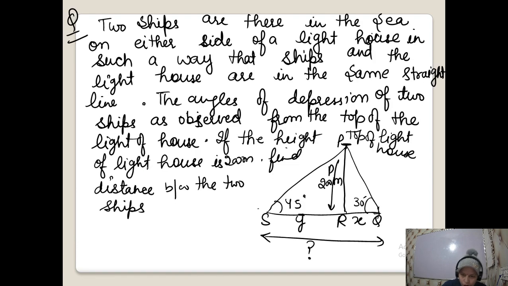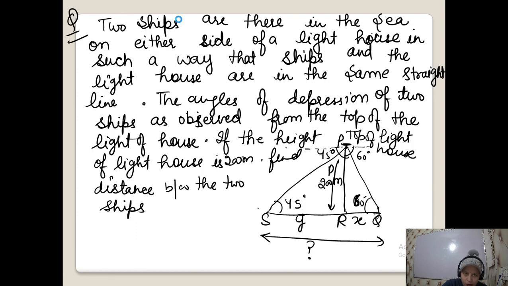You have to also draw parallel lines. Sorry, you have to write here 60 degree. This is a 60 degree and this is a 45 degree because it is the angle of depression, because it makes the angle from top to bottom. That's why it is the angle of depression. Now you can solve it.